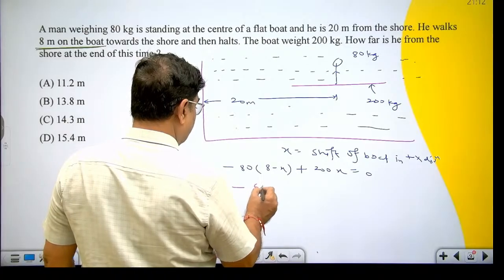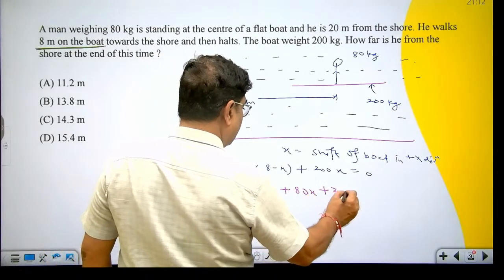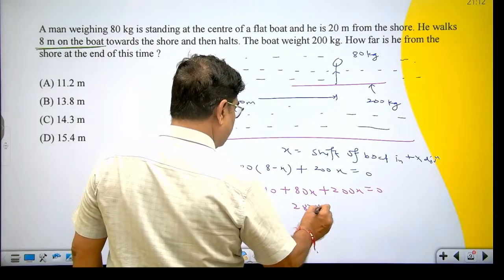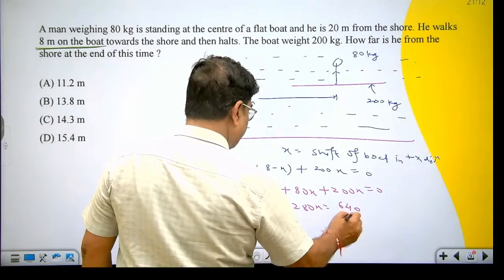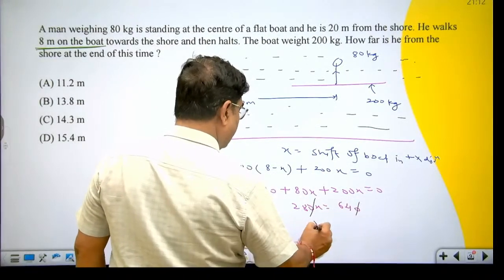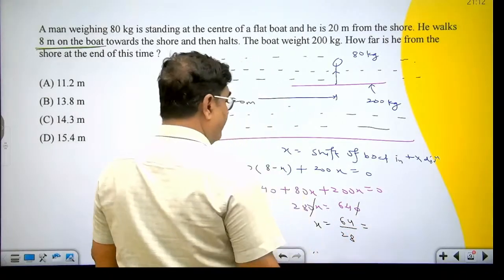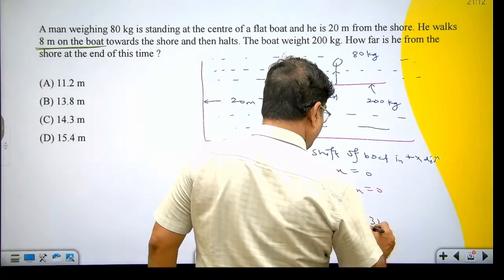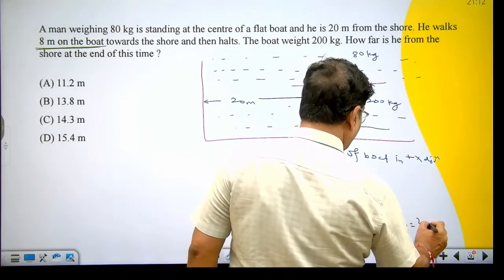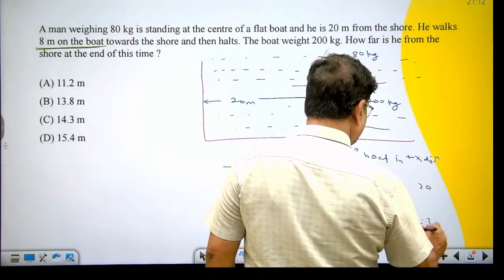This is minus 640 plus 80x plus 200x equal to 0. After solving this, we will get 280x equal to 640. Dear student, the zeros will get cancelled, and on solving for x, we will get 64 upon 28. Cancelling by 2, 32 upon 14, again 16 upon 7. After solving this, we get approximately 2.3.